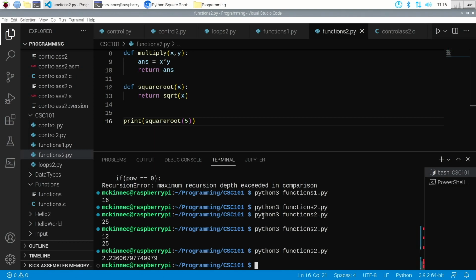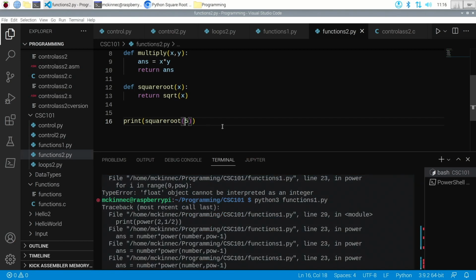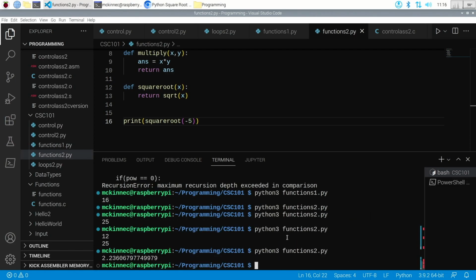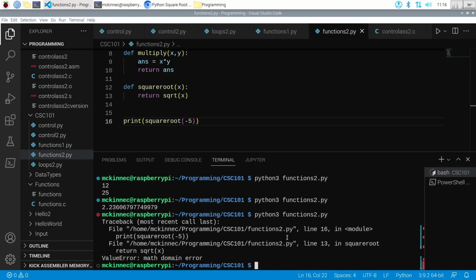Great. Not all that interesting. But what happens if I try something stupid like this? Should we expect to see some sort of error? Yeah, I would hope so. And what's the error that it's given us? Math domain error. So what's the problem with taking the square root of -5? Yeah, you get imaginary numbers or something.